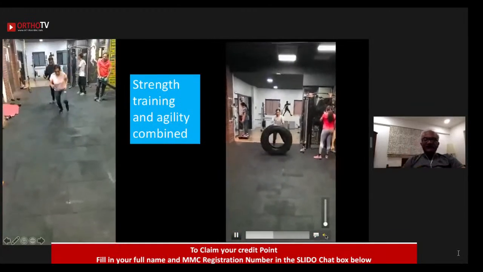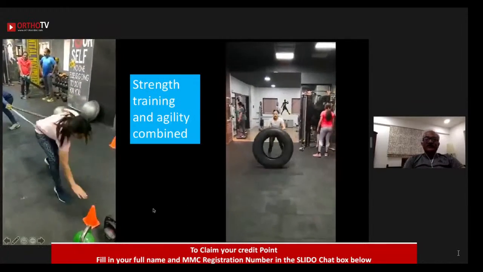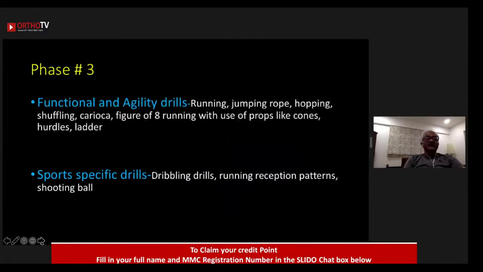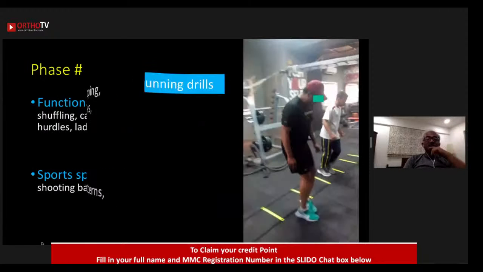These are called tire workouts. So this is again strength training which an athlete goes on to when the athlete passes to the next phase of the rehab program. So in phase 3, there are certain functional and agility drills which involve running, jumping rope, hopping, shuffling, karaoke exercises, figure of 8 running, and we can use props like cones, ladders, or hurdles. And then you come to sports specific drills, as suppose he's a basketball player, then dribbling with the ball; soccer, then again dribbling, figure of 8 running, then running reception patterns, then shooting the ball. So these are sports specific drills which we ask the patients to do.